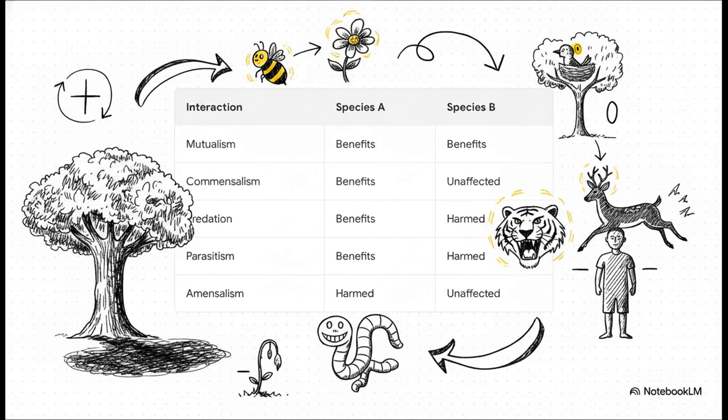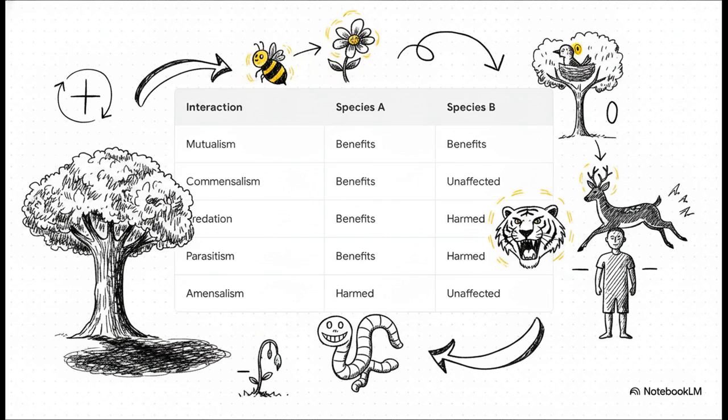Mutualism is a total win-win, plus, like bees pollinating flowers while getting nectar. Commensalism is a plus zero. A bird nesting in a tree benefits, but the tree? It doesn't really care either way. Then you have predation, a clear plus-minus. The tiger gets a meal and the deer gets, well, eaten. Parasitism is pretty much the same plus-minus deal, like a tapeworm harming a human.